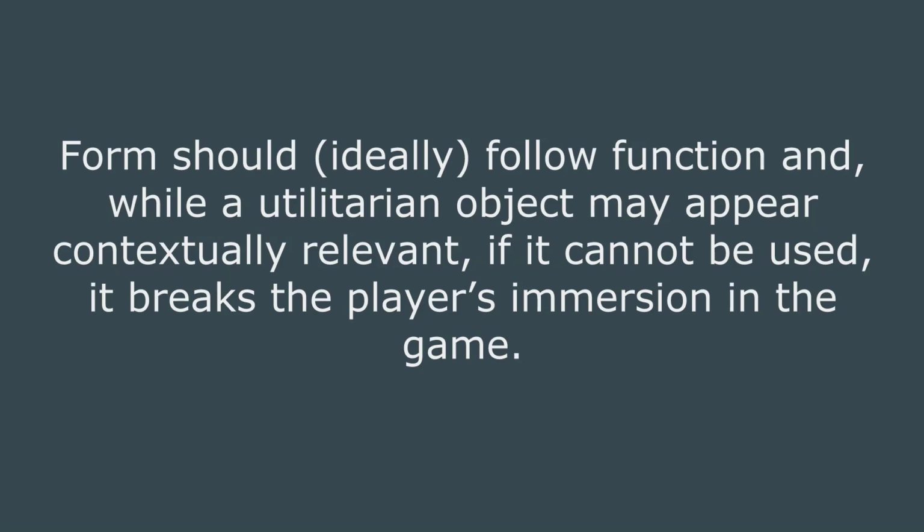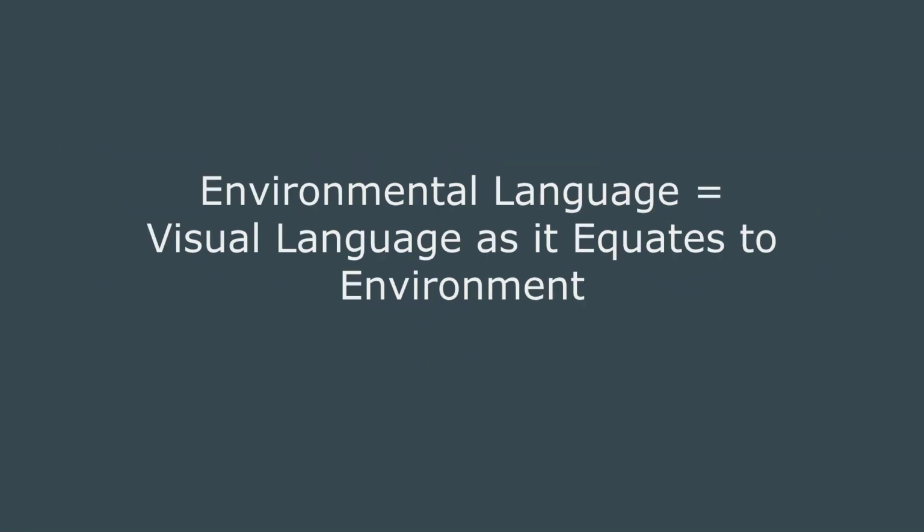So given what I said earlier in the semester about form following function, when you place things in your environment, even if they aren't a specific object like a ladder or a piece of rope, even if it's something that looks like potentially you could use it to convey yourself from one area to the other, and then the player can't use it, that's problematic. It can break the player's immersion in the game.